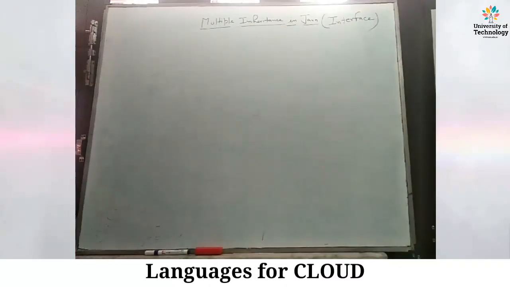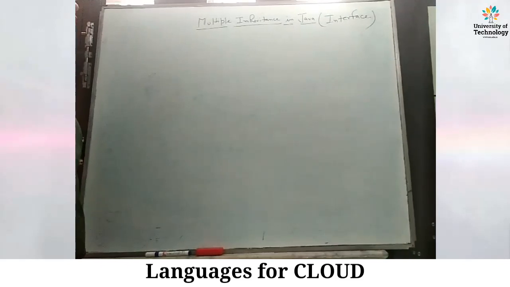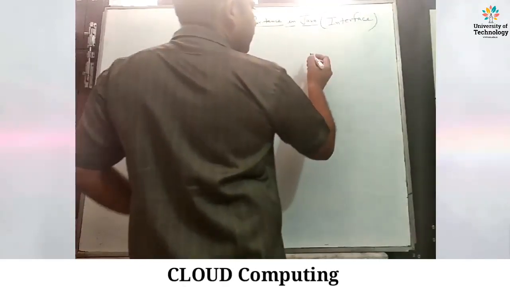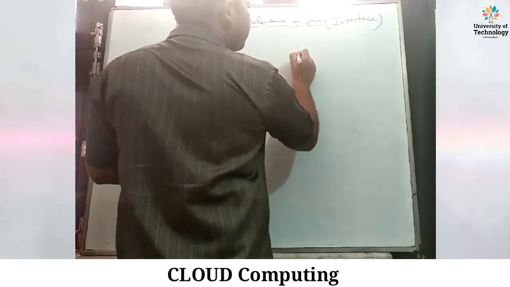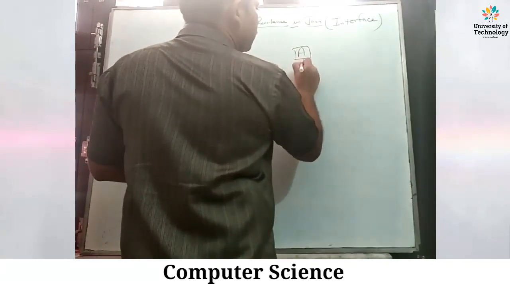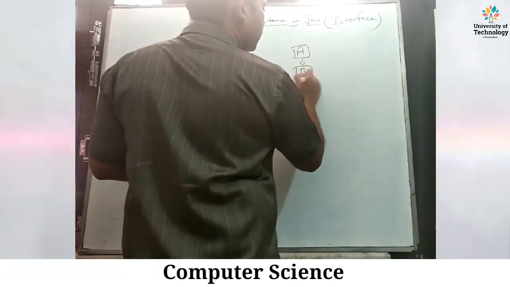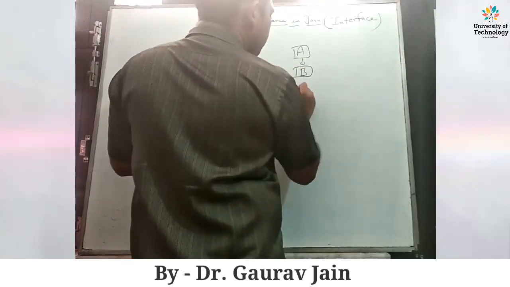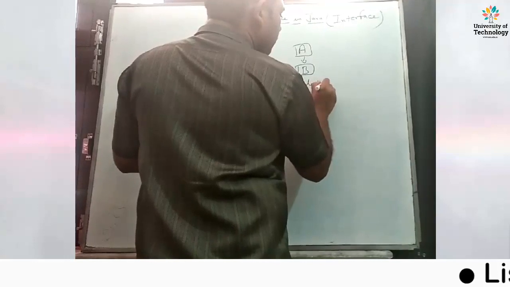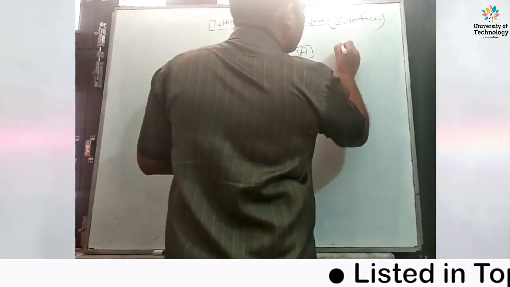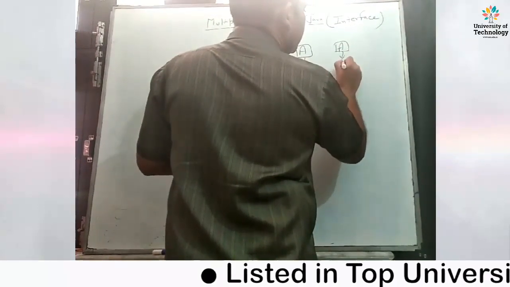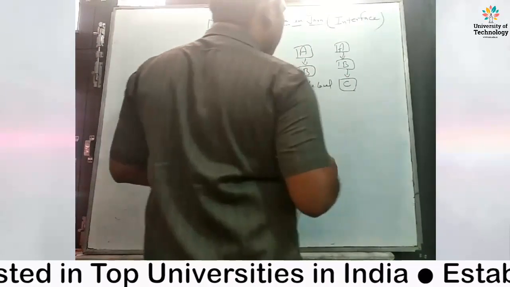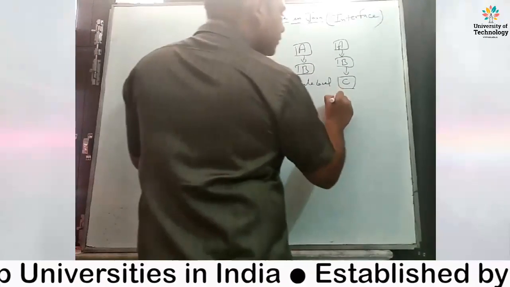Let's talk about multiple inheritance in Java. Earlier we paid attention to inheritance. First, A and B: single level inheritance. Next, A, B and C: these are multi-level inheritance.